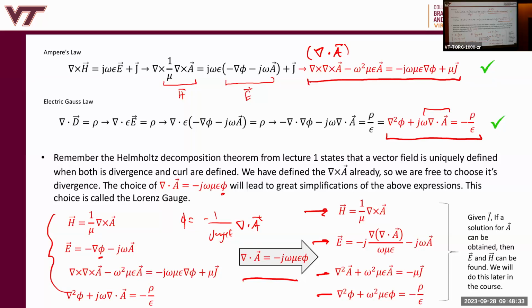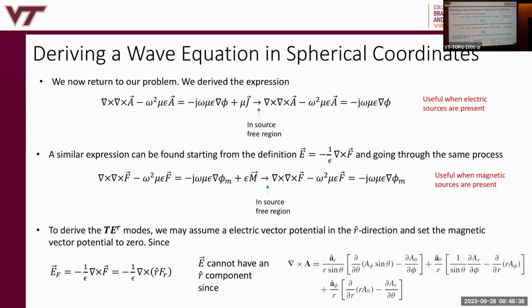Okay. Any questions? All right, so let's derive a wave equation for spherical coordinates using the result. We now return to our problem. We derived the expression, the curl of curl of A minus omega squared mu epsilon A is minus j omega mu epsilon gradient of phi plus mu J, right? That was what we derived on the previous slide before we applied the Lorentz gauge, all right?